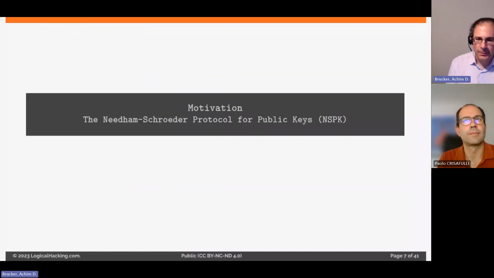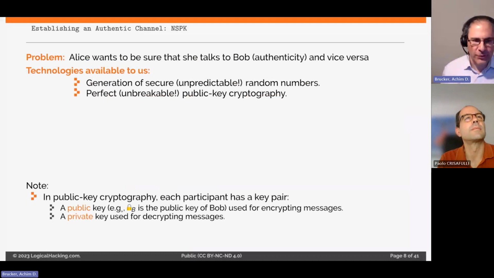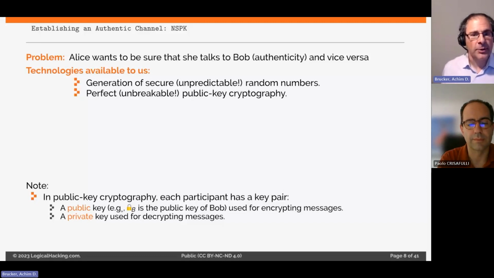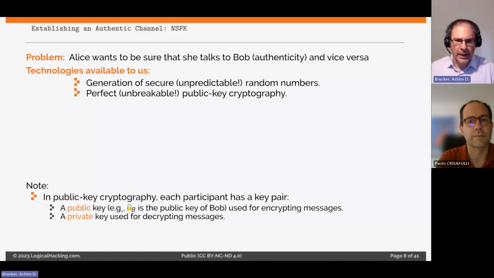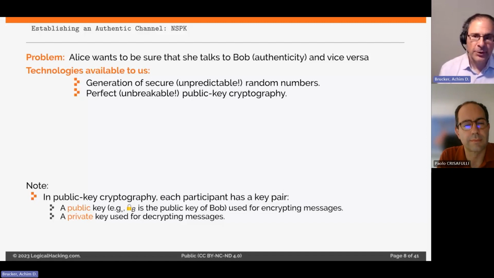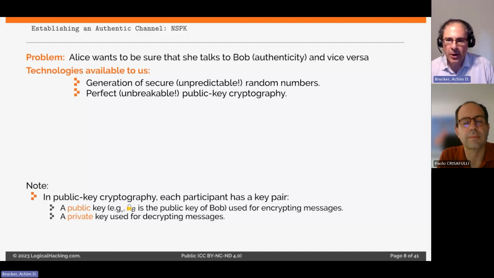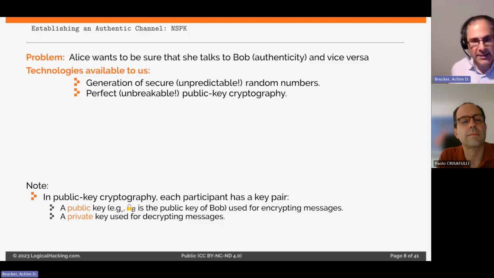Let's have a look at an example protocol. That's a very simplified version of it. It's also already rather old. The problem that we want to solve by using this protocol is that Alice and Bob want to be sure that they talk to each other and not to somebody else. Consider you're opening the e-banking website of your bank. You want to be sure that you're talking to your bank, or that your web browser is talking to the IT system of your bank and not to somebody else's IT system. And similarly, the bank's IT system would like to be sure that they are talking to you and not to somebody else.